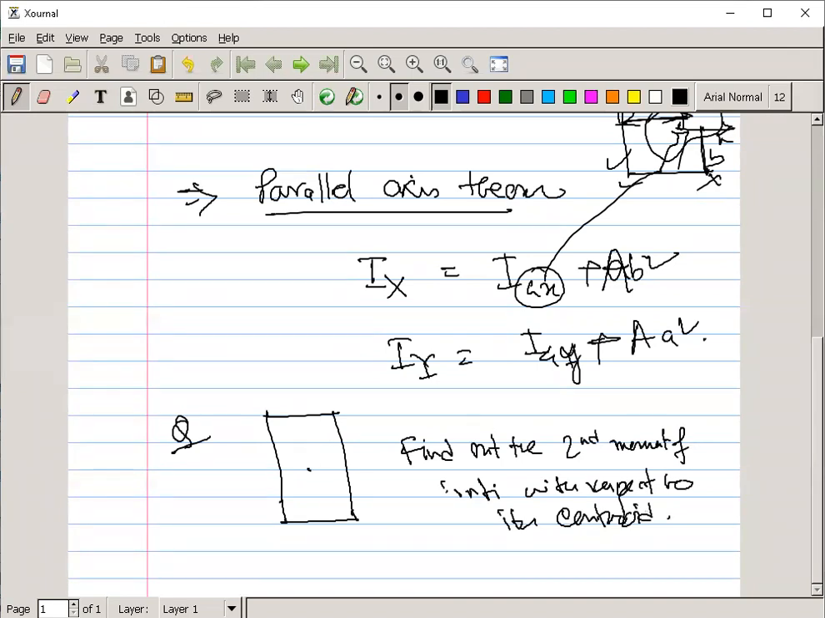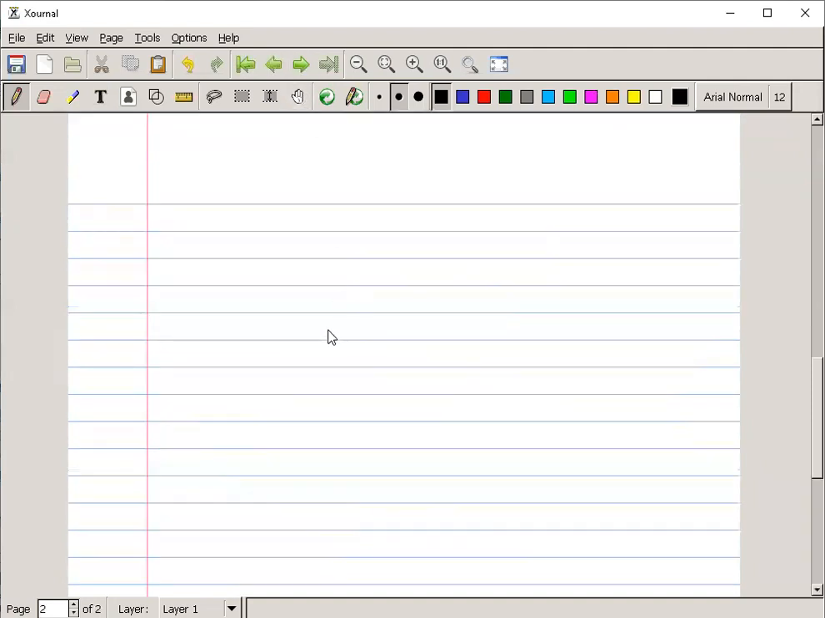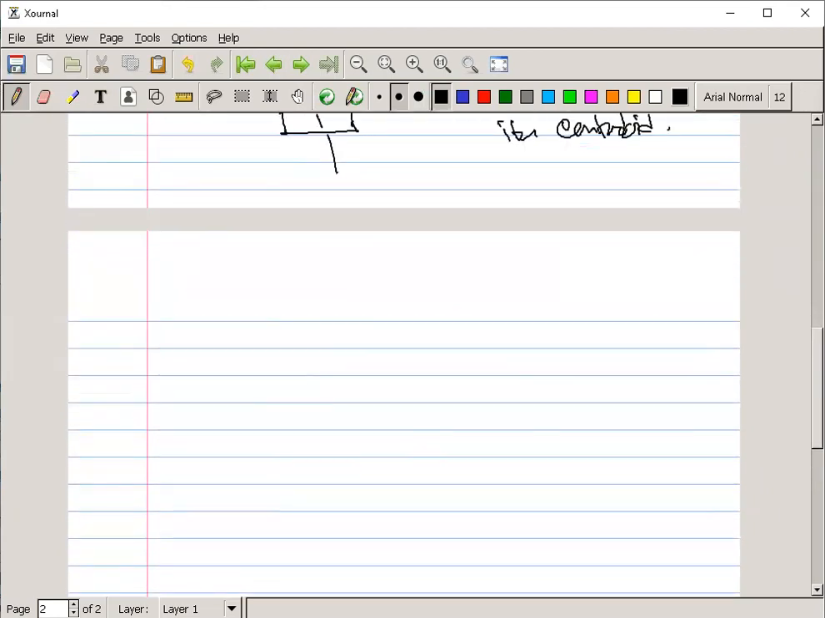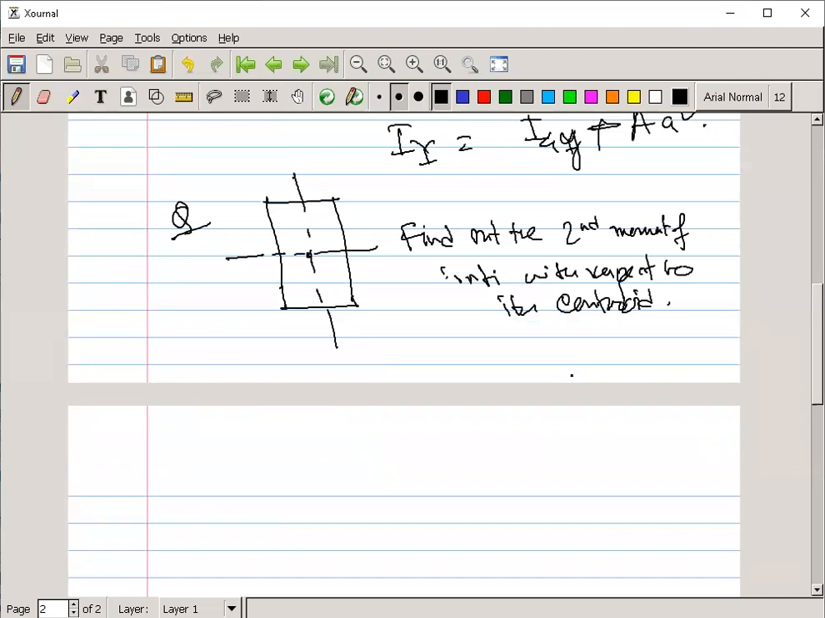This one is the centroid. You can see in this rectangular area, this should be the geometric center, right or wrong? Yes, sir. So if this is the geometric center, and we say this is the centroid, remember, any axis that passes through the centroid we can say is a centroidal axis. So this is nothing but your centroidal axis.